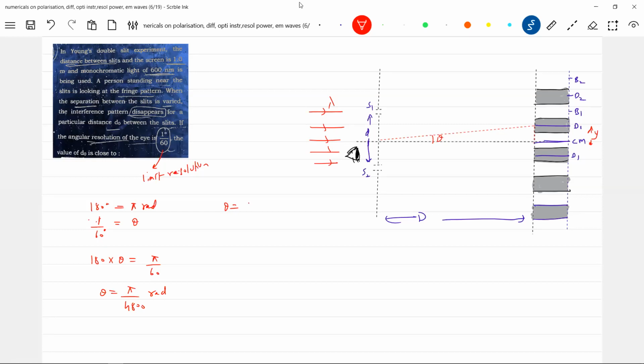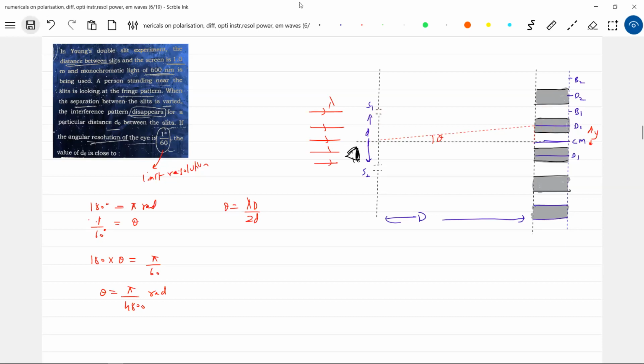So how do you define theta? Shall we go for lambda by 2d? And theta value I know. Lambda is given. Capital D is also given. And the small d is what I'm going to obtain. So that should be the distance between the slits. So what is the value of d naught at which it will merge?